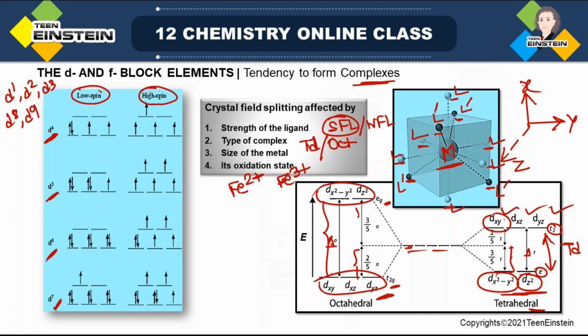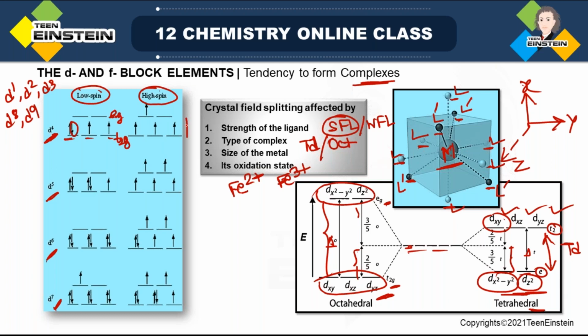Low spin means when the gap between Eg and T2g is very high. As a result, what will happen? The electron will prefer to remain in T2g because if it wants to go towards Eg, it has to cross a very large distance, that is, the gap between Eg and T2g is very high. So that is why the 4th electron, after filling 3 electrons, is now in T2g, it is not in Eg.